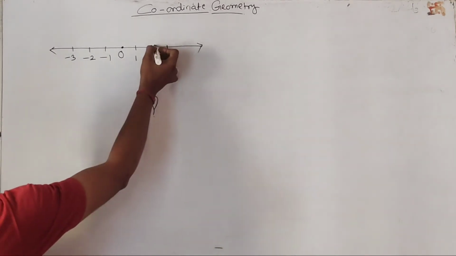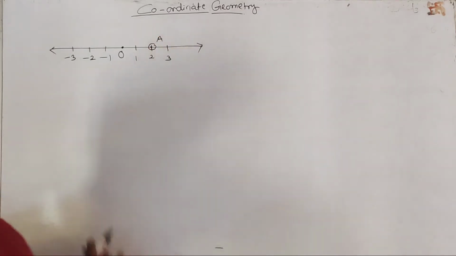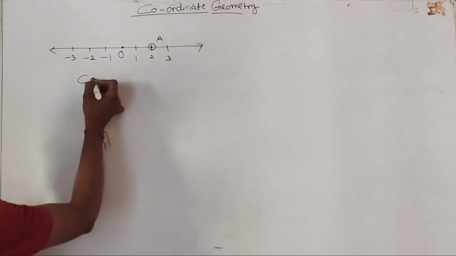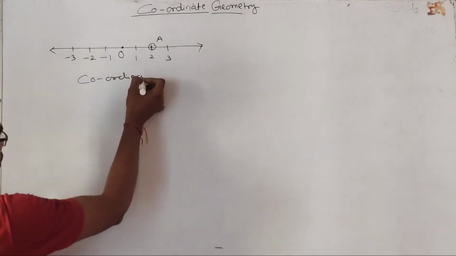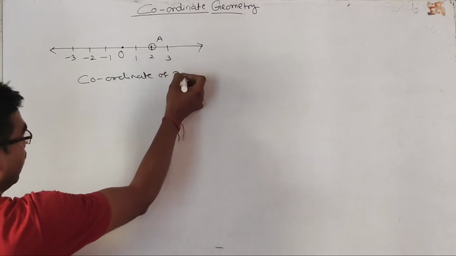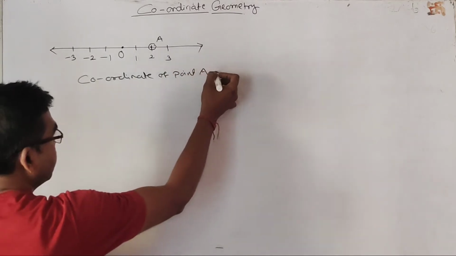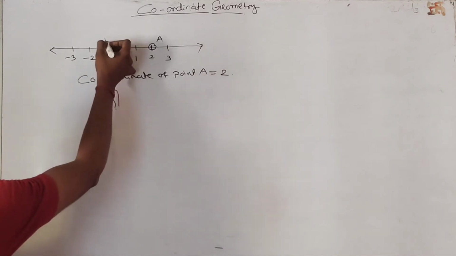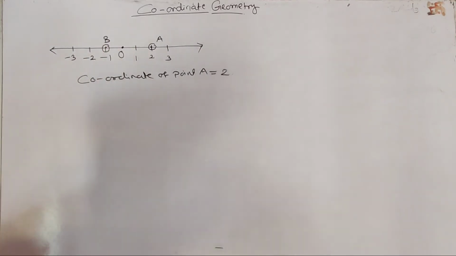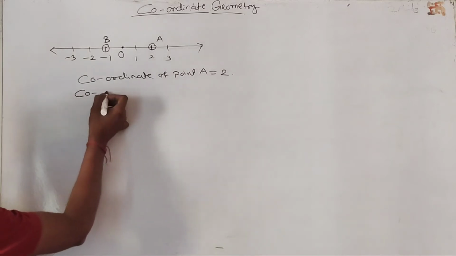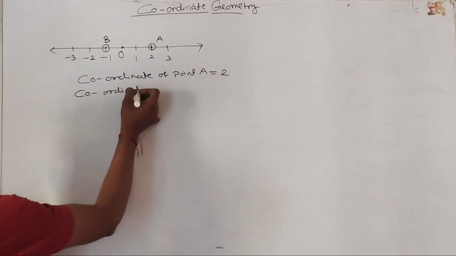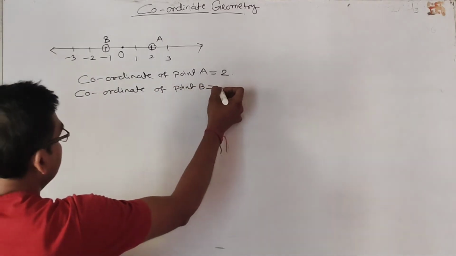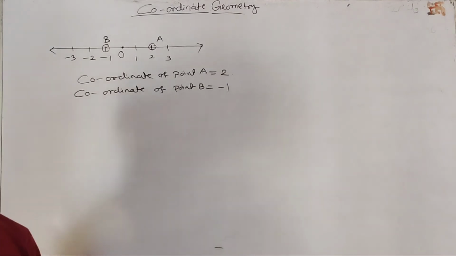Suppose this is here a point A. So what is the coordinate of A? So the coordinate of point A is equal to 2. If I write point B here, so what is the coordinate of point B? -1. So this is the meaning of coordinate.